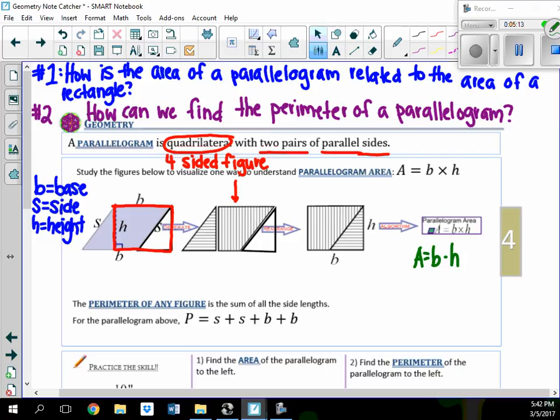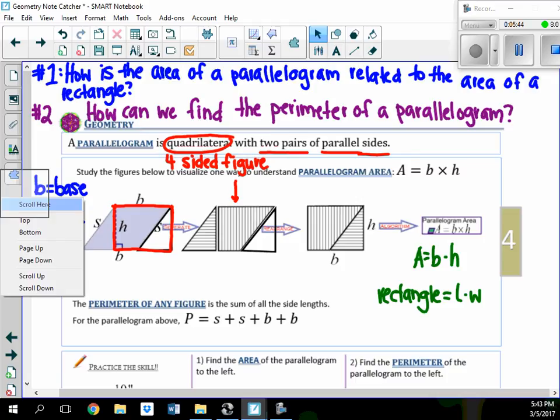Hopefully with your partner, you talked about that the area of a rectangle was length times width. And so just like a parallelogram, instead of saying length times width, we now have base times height. All right, let's talk about our second goal here, which is how can we find the perimeter of a parallelogram?